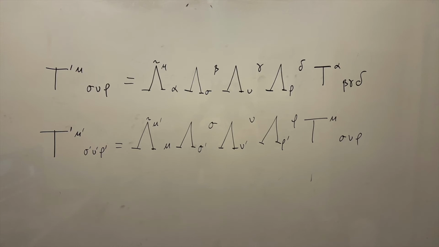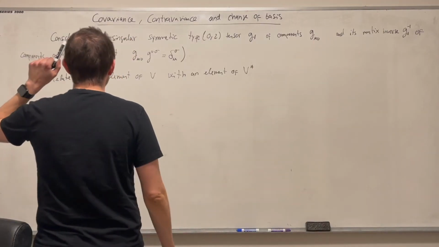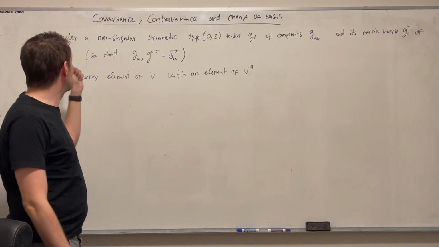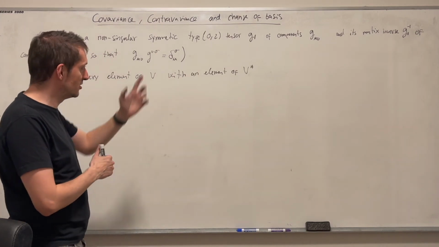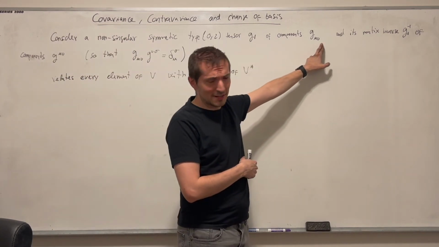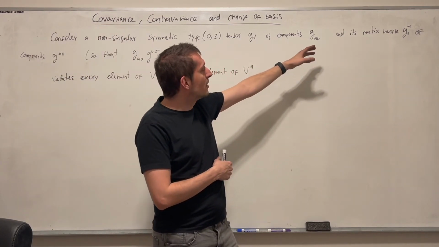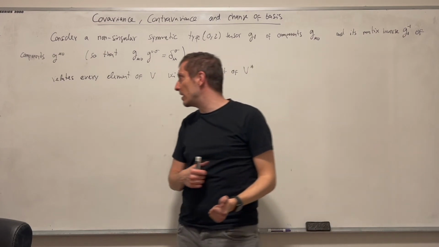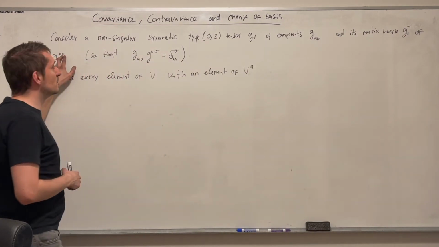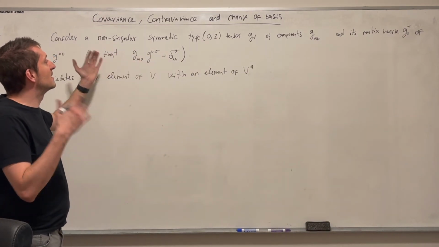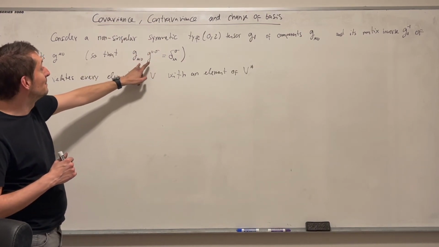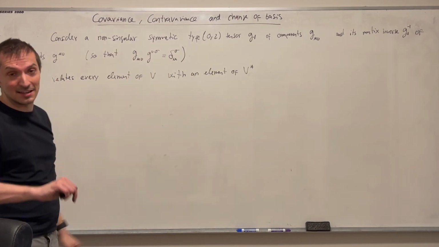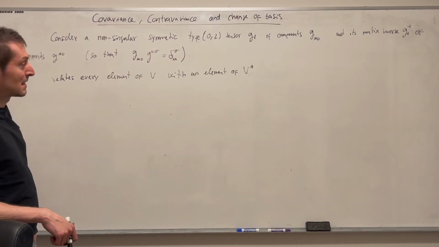Although just an introduction, a little bit to have an idea of what a metric is. Consider that we have a non-singular symmetric type (0,2) tensor, a twice covariant tensor G of components G_{μν}, and we consider its matrix inverse, G^{-1}, of components G^{μν}, so that the matrix product of the two gives you the identity.